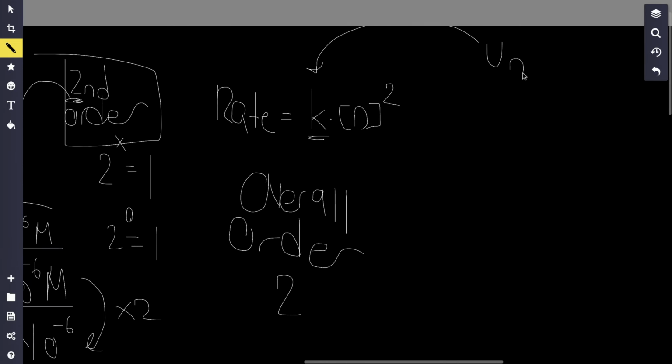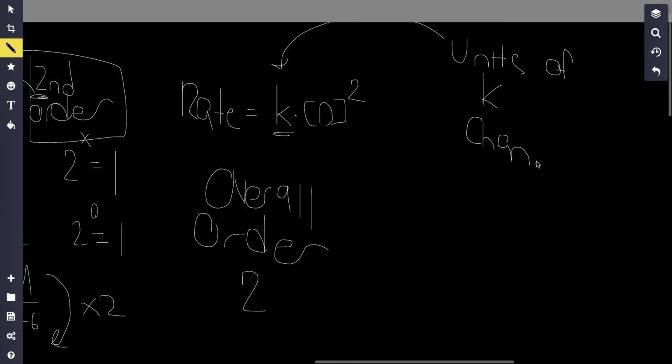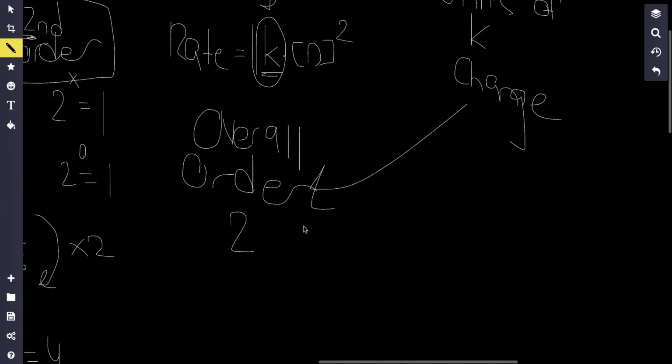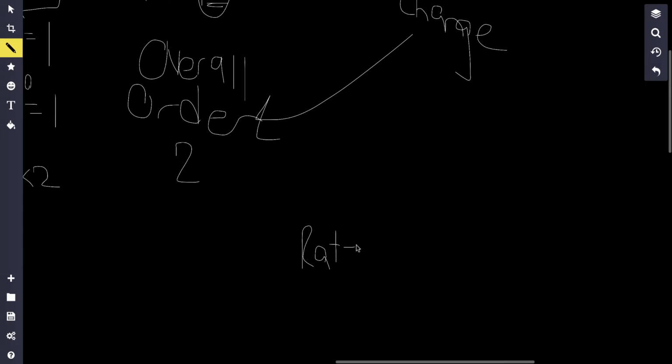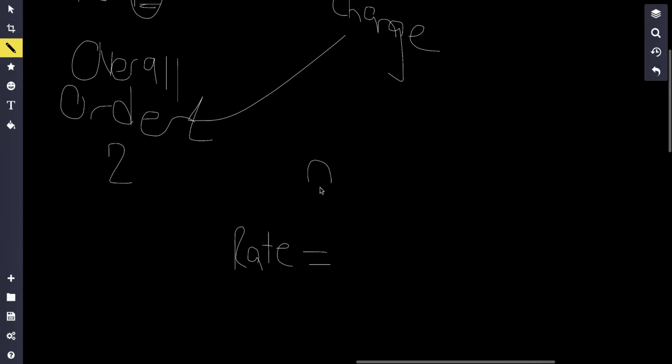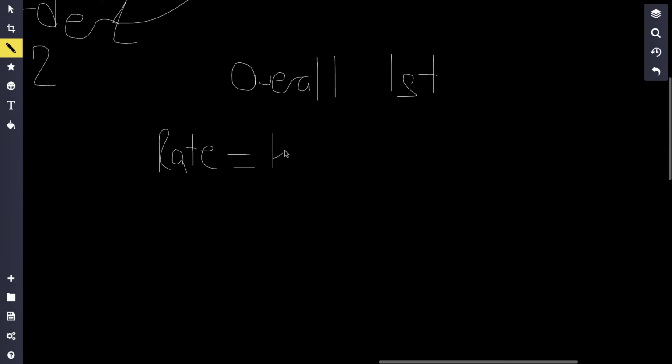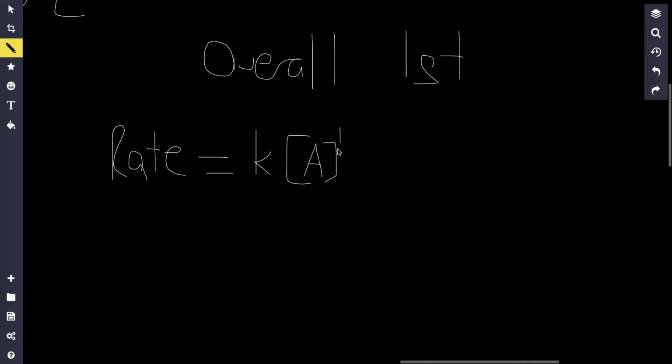Now, the thing about K is that the units of K change based on the overall order of the reaction. So the units for the rate constant change based off of the overall order of a reaction. All right. So for example, let's just say I have a reaction that's overall first order. So let's say my rate law looks something like this. Notice how overall the order of my reaction is first order, because the only exponent I have is 1.